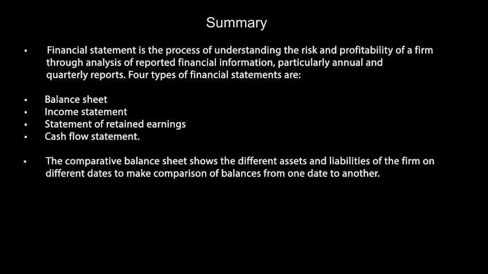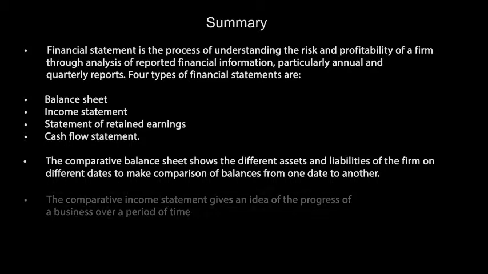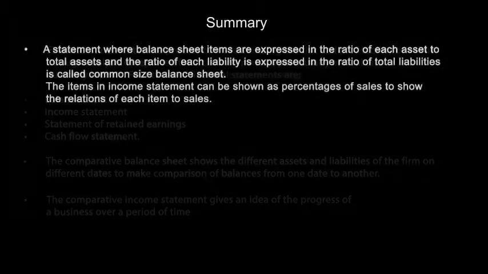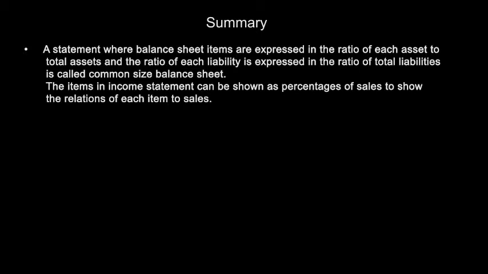The comparative balance sheet shows the different assets and liabilities of the firm on different dates to make comparison of balances from one date to another. Comparative income statement gives an idea of the progress of a business over a period of time. A statement where balance sheet items are expressed as the ratio of each asset to total assets and each liability as the ratio of total liabilities is called common size balance sheet.